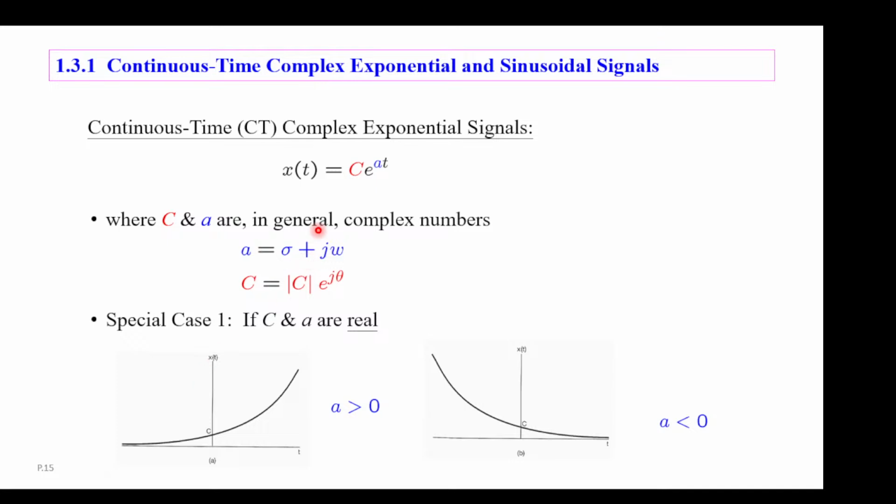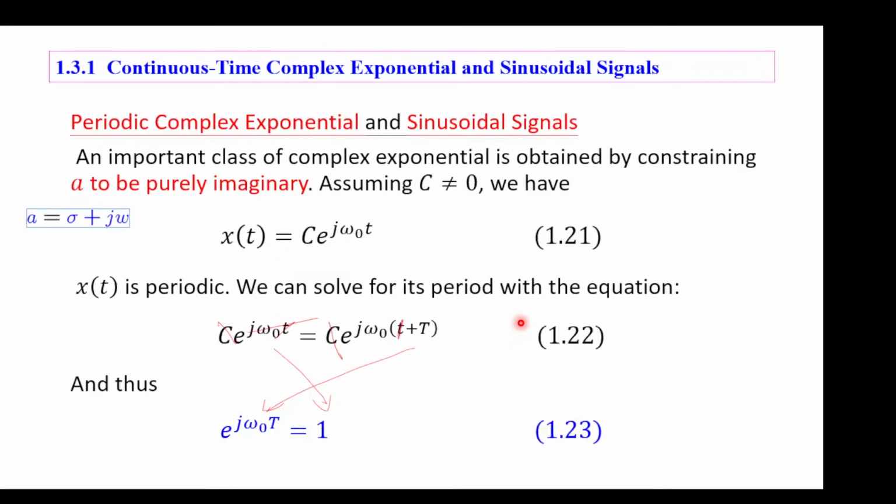For a very special case, if C and A are both real, then we have the usual exponential signal. If A is bigger than 0, you have a growing exponential. A less than 0, you have a decaying exponential. But we will actually not use those signals. It's just something here for you to see. The ones we actually use are the periodic complex exponentials because we want to talk about periodic functions a lot. So periodic complex exponential and sinusoidal functions.